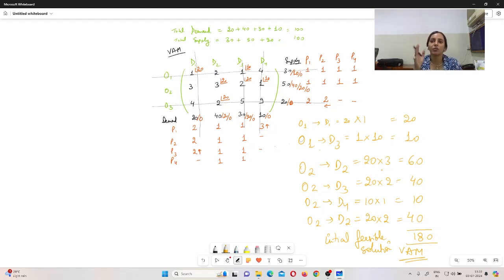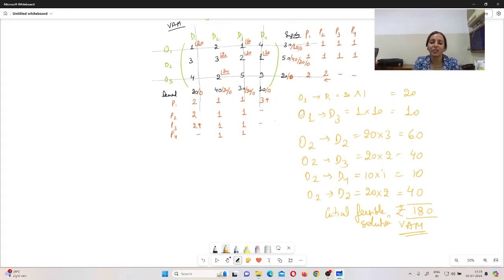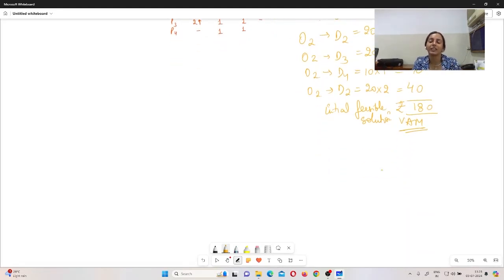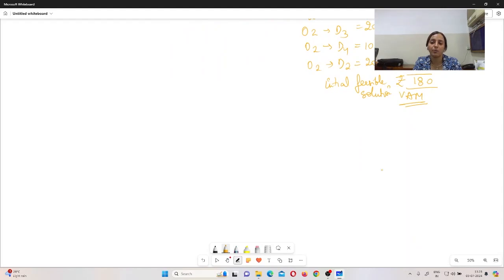That means with the help of the Vogel's approximation method, we are able to find out the initial feasible solution, and that initial feasible solution is rupees 180. Now with the help of the initial feasible solution, we are able to find out the next step, that is the Modi method, and with the help of the Modi method, we are able to find out whether this initial feasible solution is the optimum solution or not.